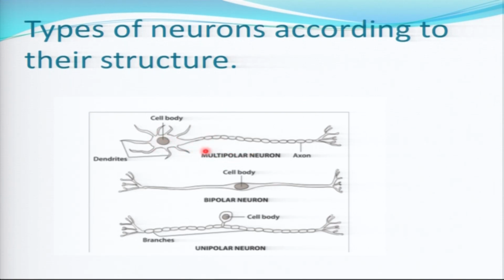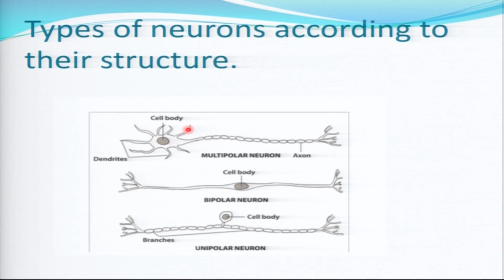So this one is my multipolar neuron. Why? You see it has many dendrites. They are very many. And then this axon. And then this is cell body. And those are terminal axons. So this is multipolar neuron because it has many processes.